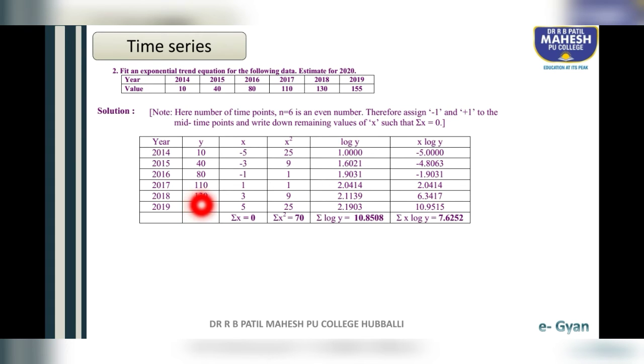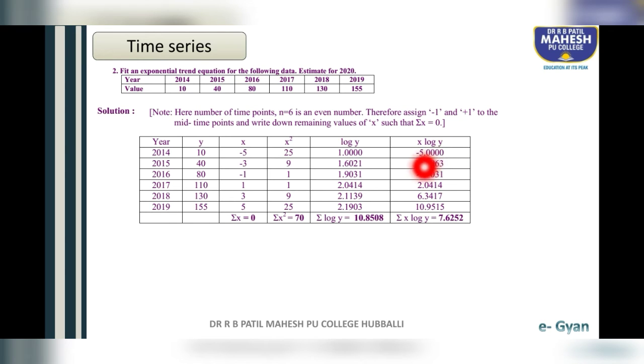Next, log of 110. Here the total digits are 3, so 3 minus 1 is 2. So 2 point, log of 11 under 0 is 0414, giving 2.0414. Next, log of 130. Here also the digits are 3, so 3 minus 1 is 2. Log of 13 under 0 is 1139, giving 2.1139. Next, log of 155. Total digits are 3, 3 minus 1 is 2. So 2 point, 15 under 5. In the logarithm table, log of 15 under 5 is 1903, giving 2.1903. After finding the log of y values, next we want x into log of y.